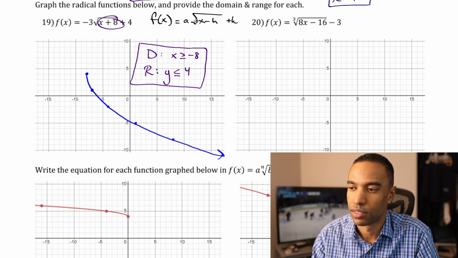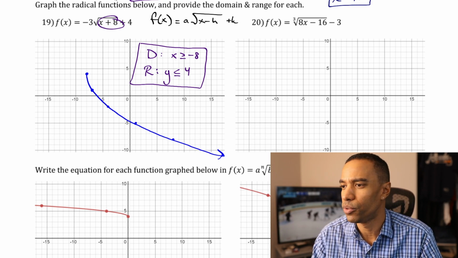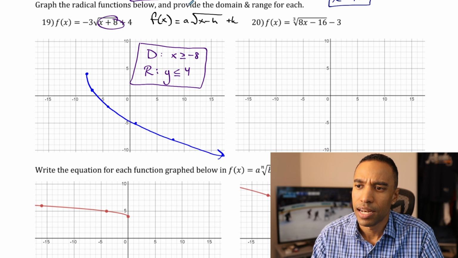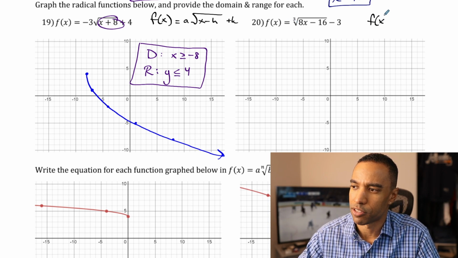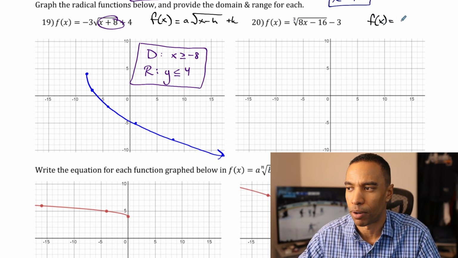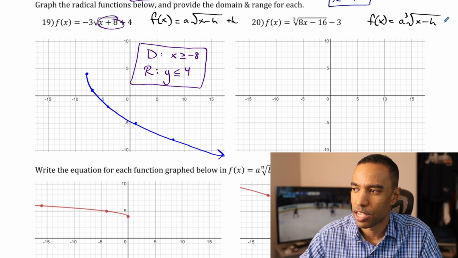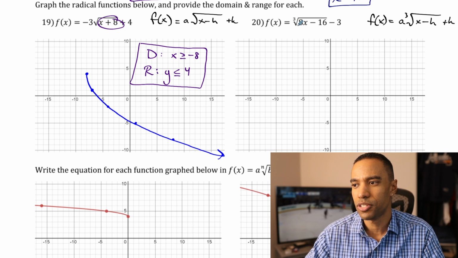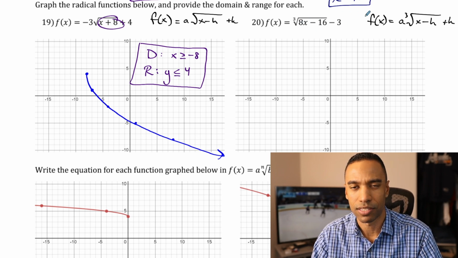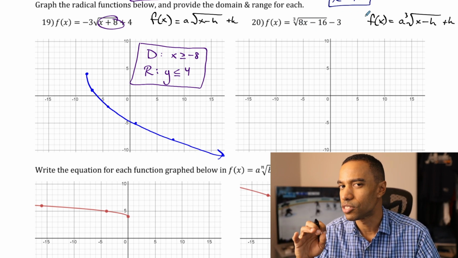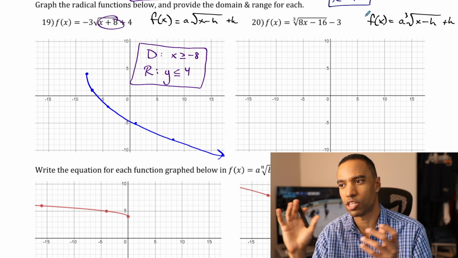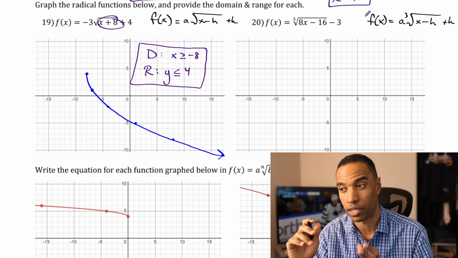All right, number 20. f of x equals cube root of 8x minus 16, minus 3. Now this is a cube root graph this time, so I still want to put it in that form. So a times cube root of x minus h, plus k. Now notice that there's an 8 right there. Not only that, but it's inside and multiplied by x, so x minus h isn't even getting its own quantity right now.